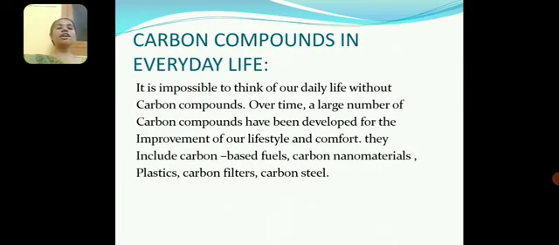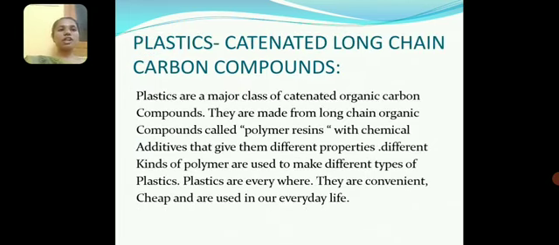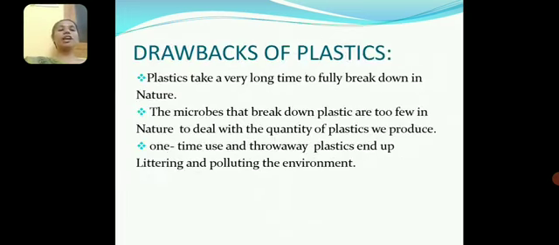Carbon components in everyday life. It is impossible to think of our daily life without carbon components. Over time, a large number of carbon components have been developed for the improvement of our lifestyle and comfort. They include carbon-based fuels, carbon nanomaterials, plastics, carbon filters and carbon steel. Plastics are a major class of synthetic organic carbon components. They are made from long chain organic components called polymers, with chemical additives that give them different properties. Different kinds of polymers are used to make different types of plastics. Plastics are everywhere. They are convenient, cheap and used in our everyday life.